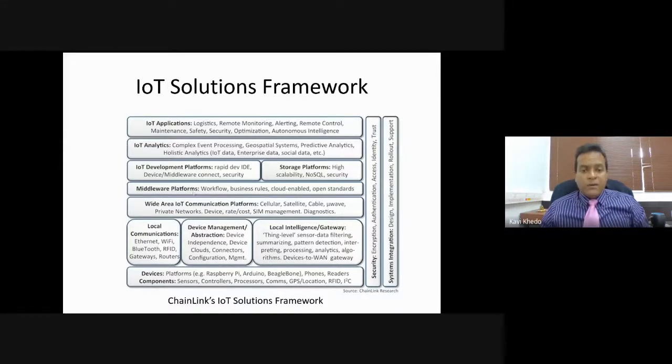Okay, you may have a middleware platform that does translation of data for you, management of data for you. Otherwise, above it, your IoT development platform itself. Which platform are you using for your development? Is it a Microsoft platform? Is it an IBM Bluemix platform? Or is it an Amazon Web Services platform? This is the IoT development platform.